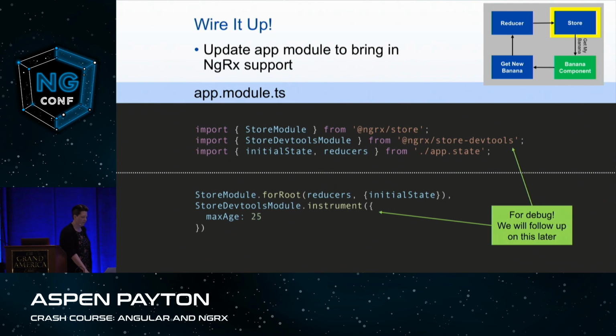So there's one more step of wiring that we have to take care of, and this is to get some additional information into our app module. We need to bring in a few modules from the libraries, and we need to add a couple of lines to our ng module import list.